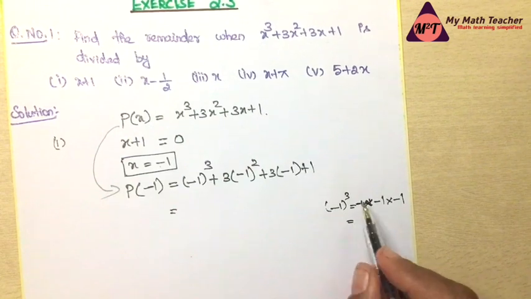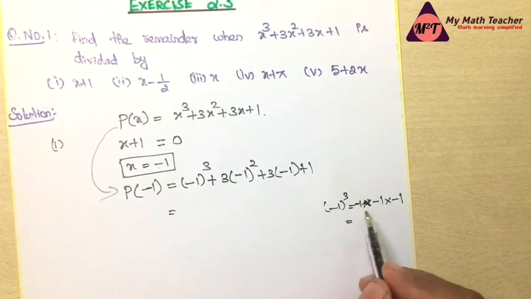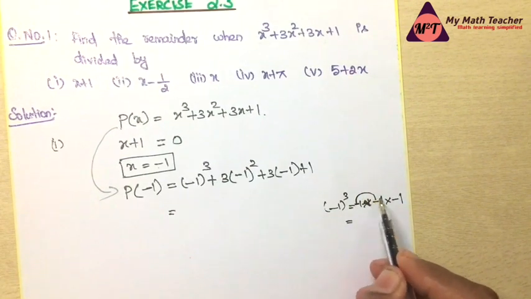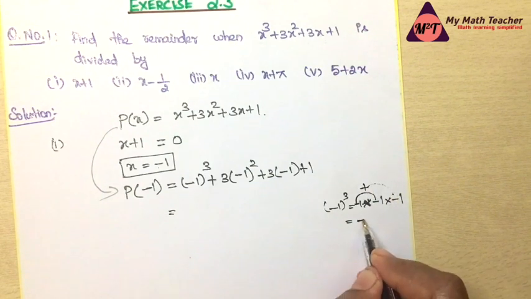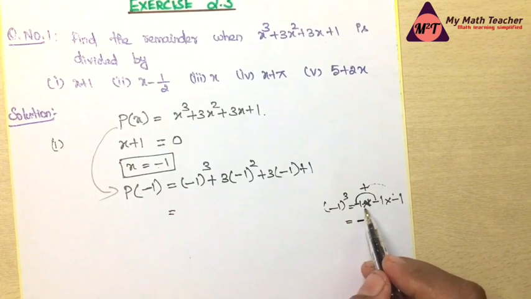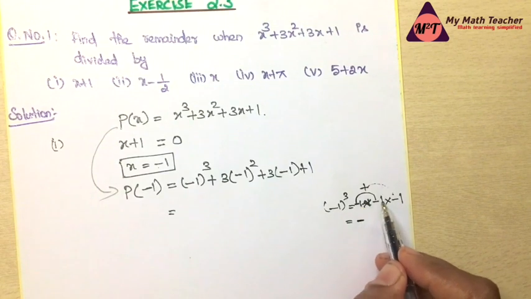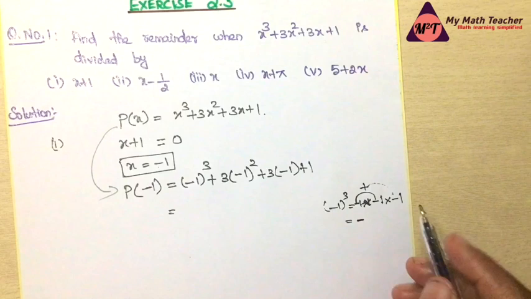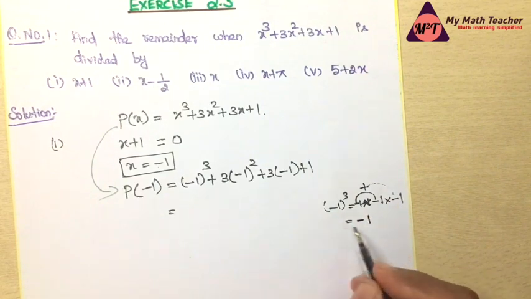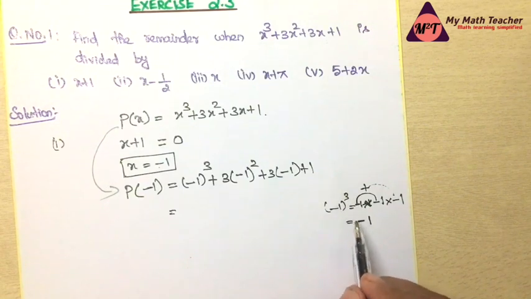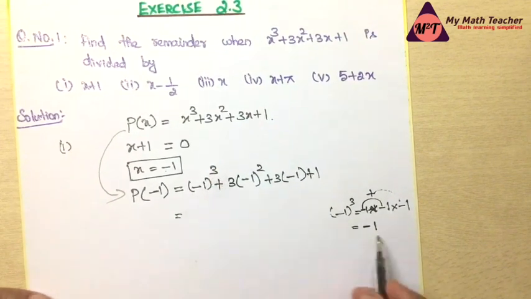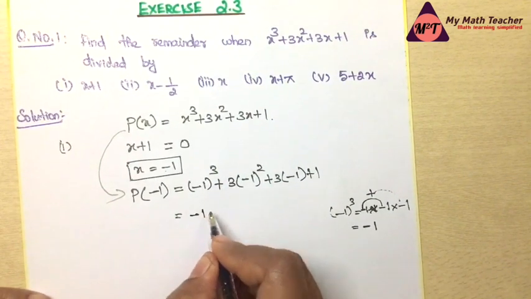First of all, multiply the signs: minus into minus will become plus. Now plus into minus becomes minus. Plus into minus is minus. Now multiply the numerals. 1 into 1 is 1. Again 1 into 1 is 1. So it will be minus 1. We can understand that when minus 1 is raised to an odd power, it stays minus 1. If it is an even power, it will be positive 1. Now minus 1 cube is what? Minus 1.